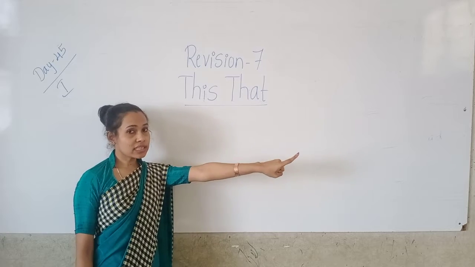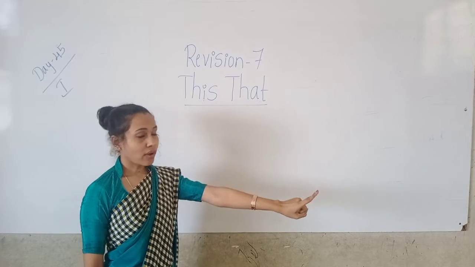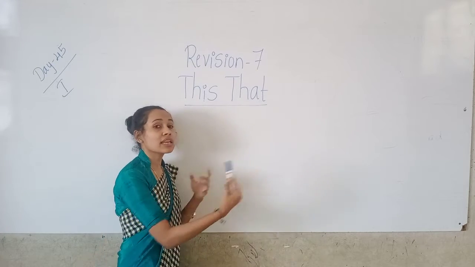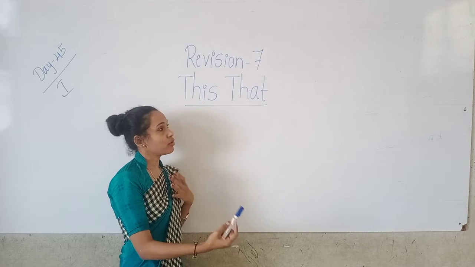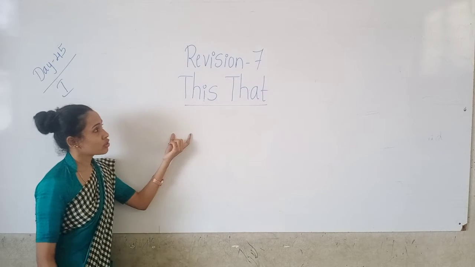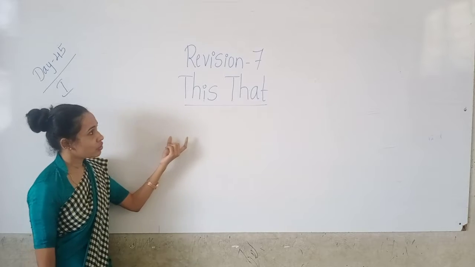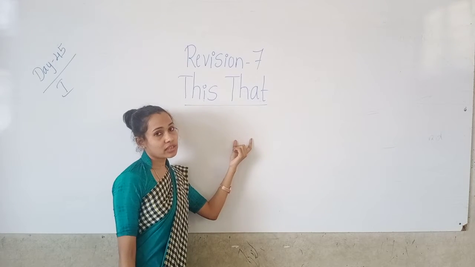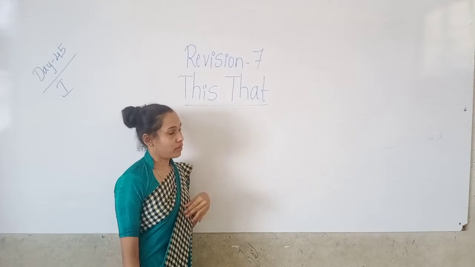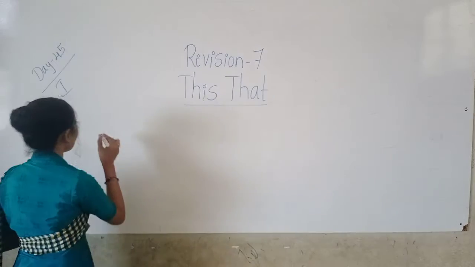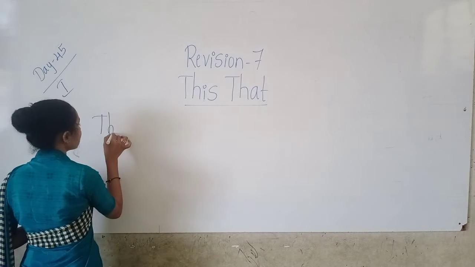See, that is a door. Why am I using that? Because the thing is very far from me, so I am using that. So this is used for the things which are near to us, and that is used with the things which are far from us. Okay children, let us write the definition of this.